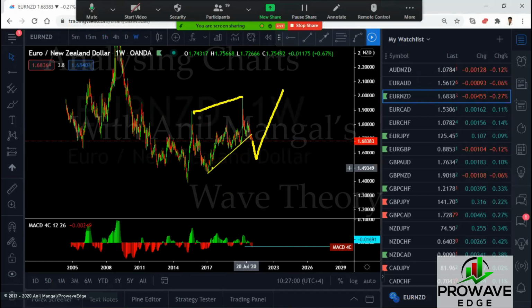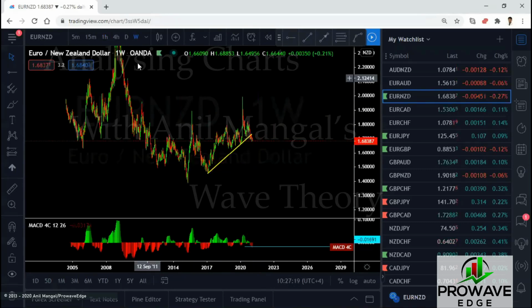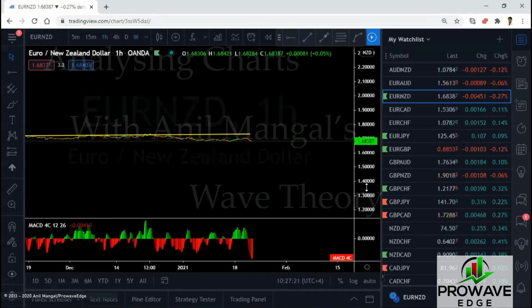This is going to be a running flat pattern, right? So you got an impulse, you get 1, 2, 3, and then you get another impulse up, right? This is a very common pattern. You would hear me talk about running flat pretty often. So go to the 1 hour, look for more sell setups.